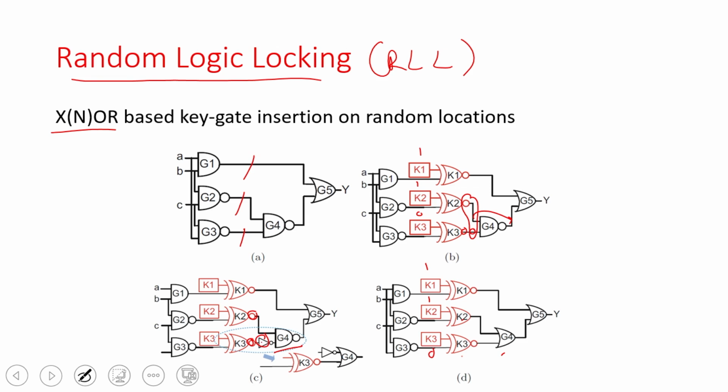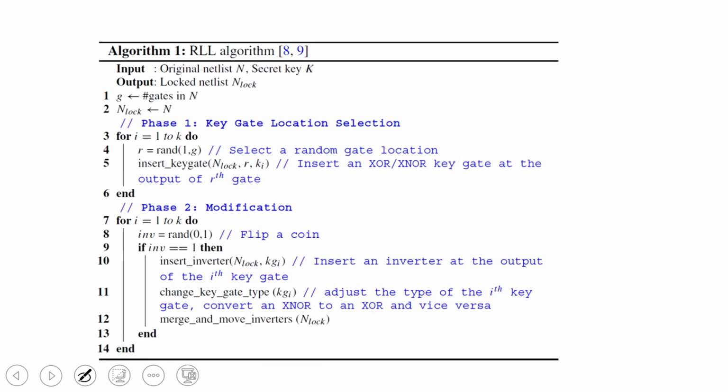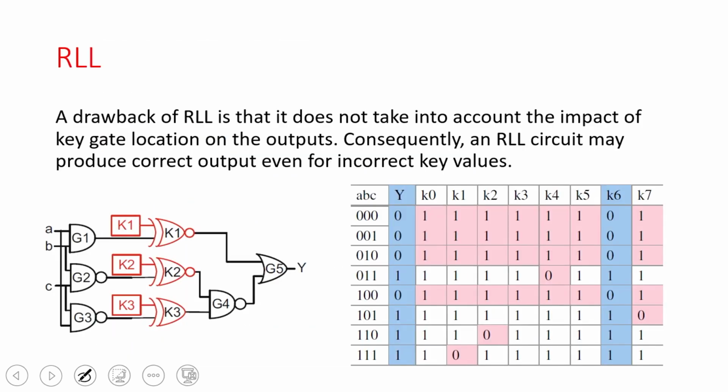This is the first one proposed in this logic locking domain. So, this is the algorithm, but I do not need to go into detail. Here you randomly select the gates and insert a key gate, it may be XOR or XNOR, and then you do this bubble pushing here, right. This is the modification. So, you basically insert inverters and move them, that is all, right.